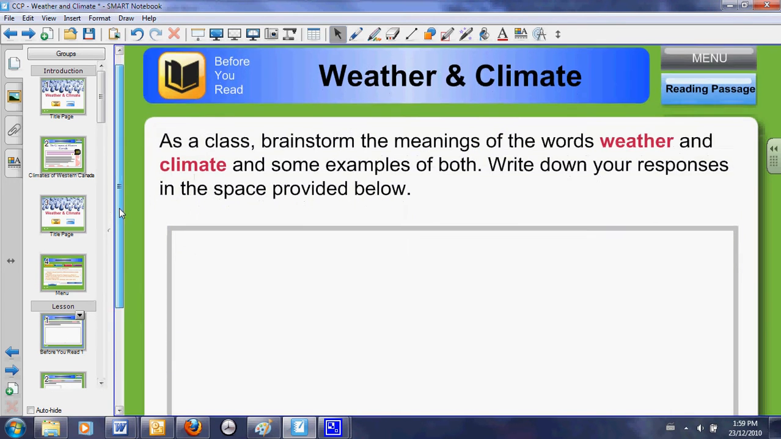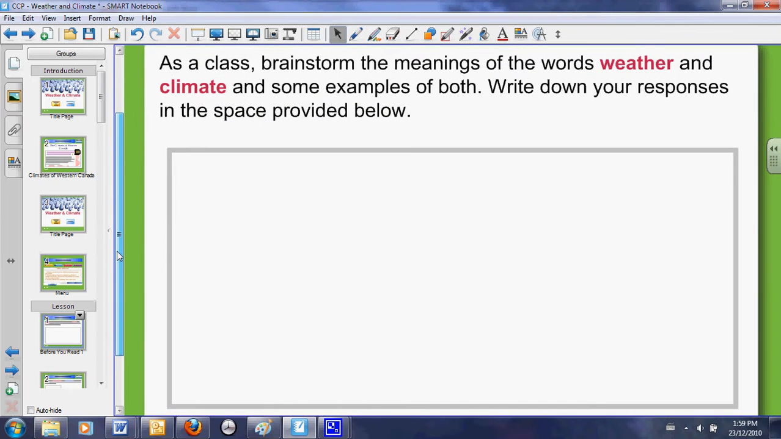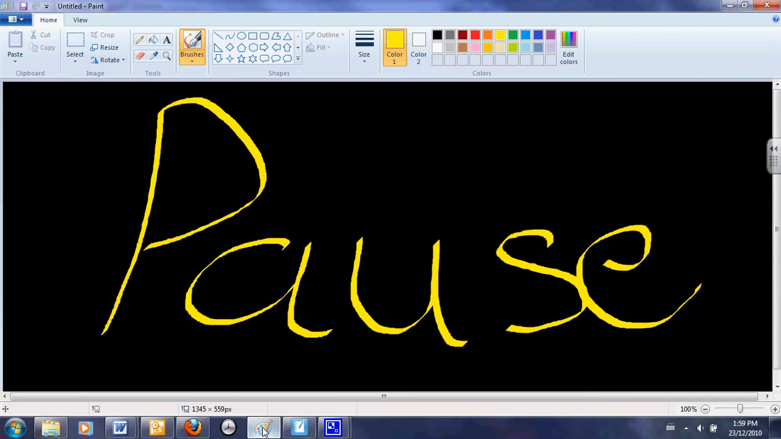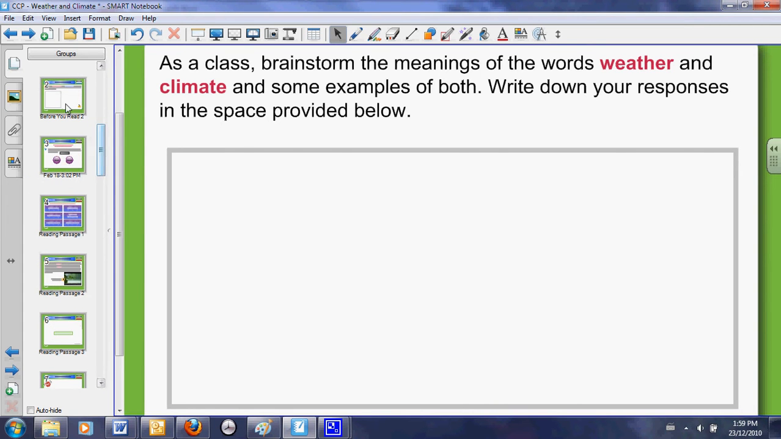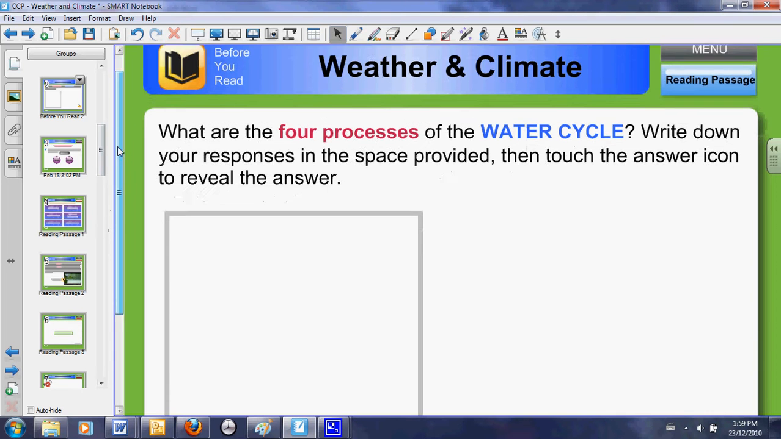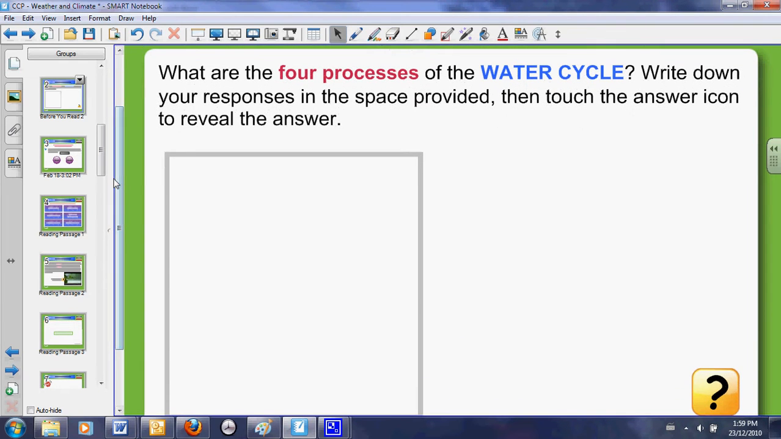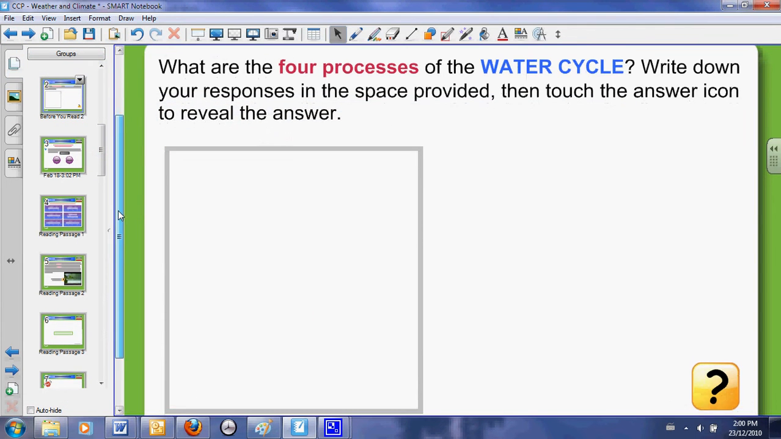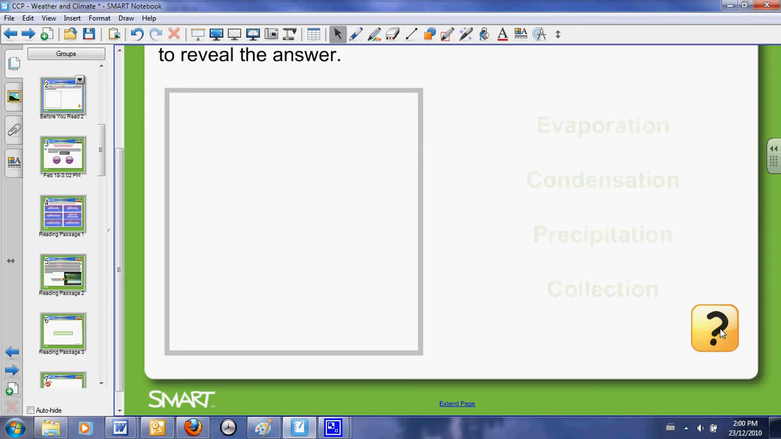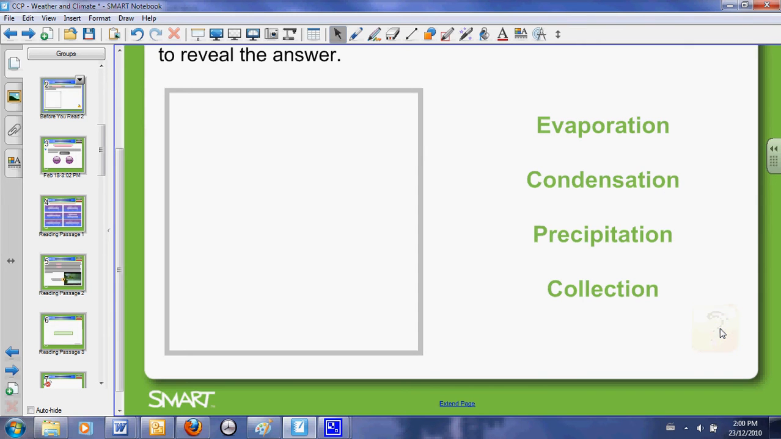First thing I'd like you to do is, as a class, brainstorm the meanings of the words weather and climate and provide examples of both. The next thing I'd like you to do is, what are the 4 processes of the water cycle? Write down your responses in the space provided. And there's your answer.